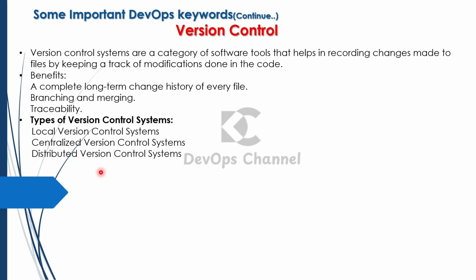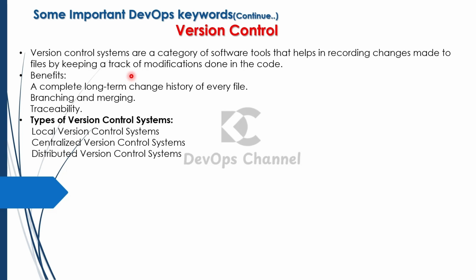In many DevOps interviews it is asked. Version control systems are a category of software tools that help in recording changes made to files by keeping track of modifications done in the code. They don't just keep track. If you have some version of a file, you can roll back to that version of the file, right?